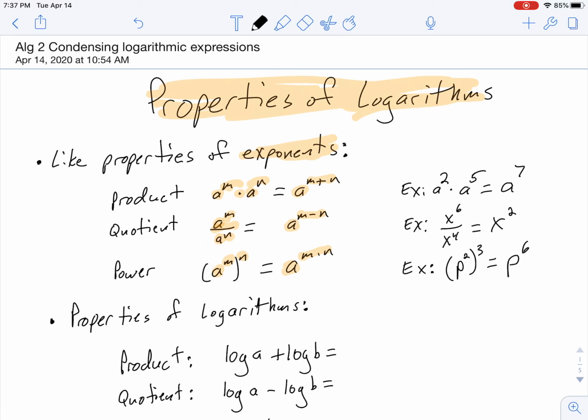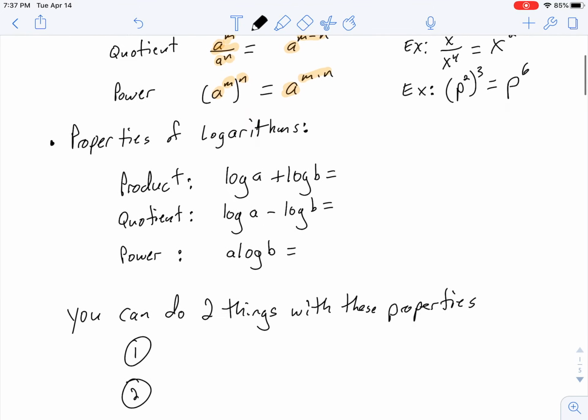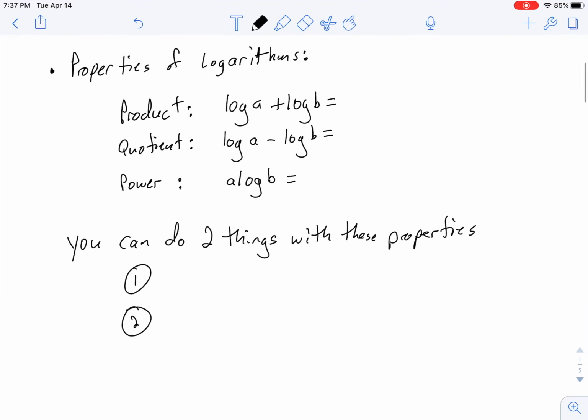So those are properties you already know. We've worked with them off and on at various times in the school year. There are more, but nothing right now that we're going to deal too much with. When it comes to logarithms, there are 3 properties: the product, the quotient, the power.